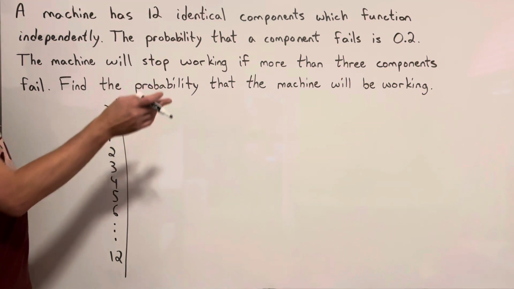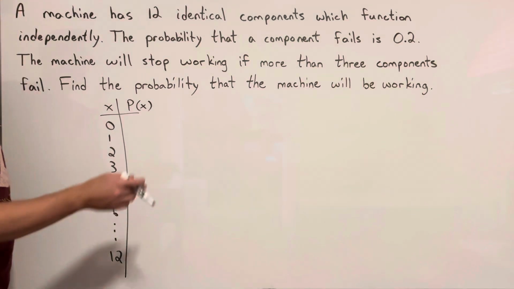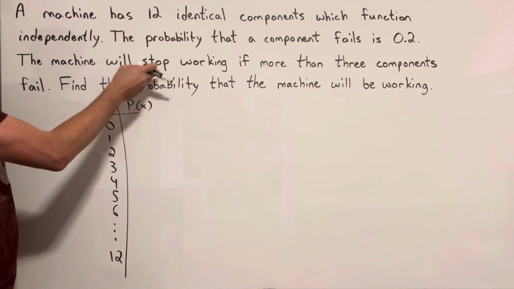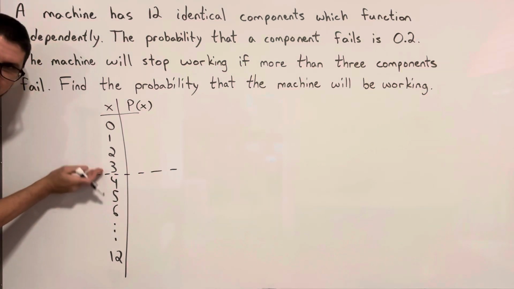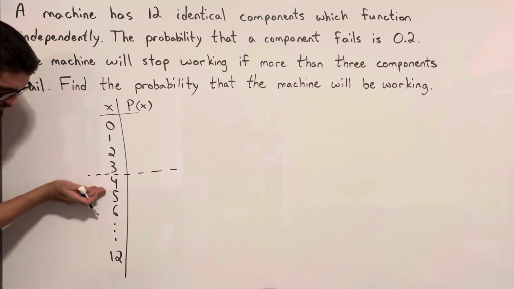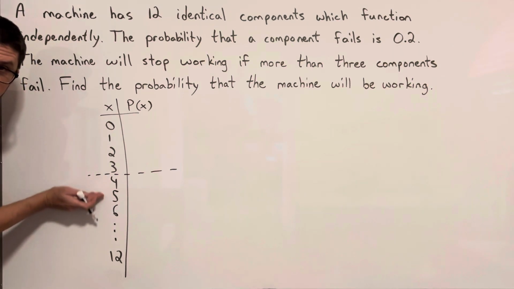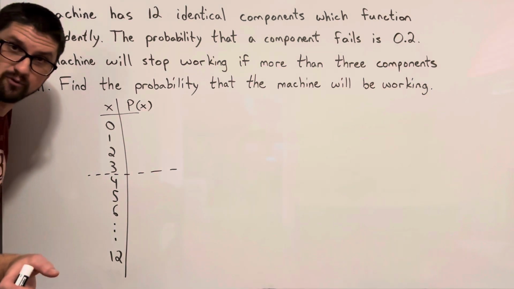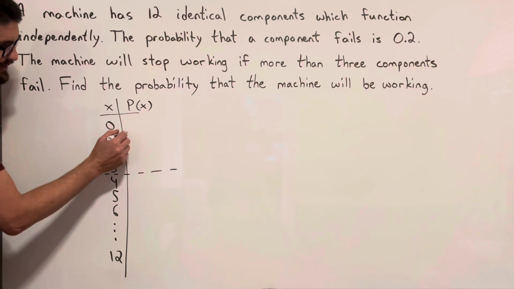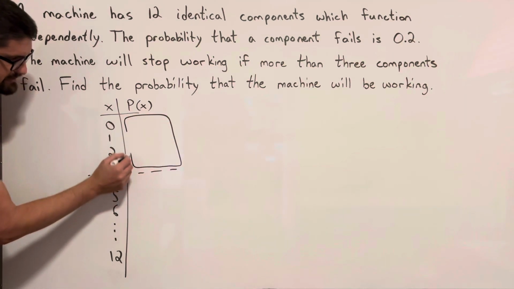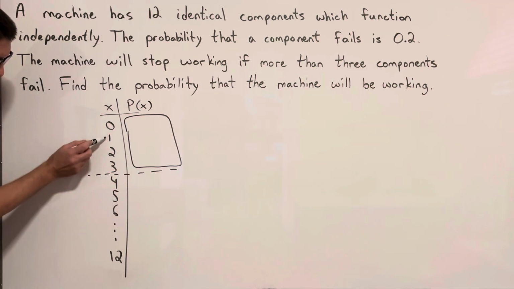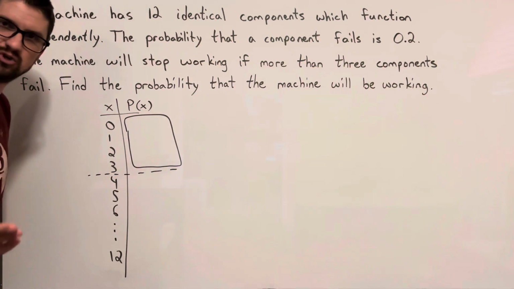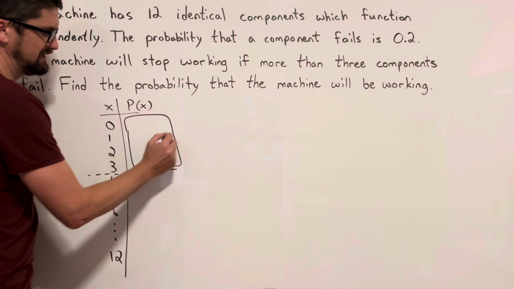Now it says, what's the probability that the machine will be working? It stops working if more than 3 components fail. So we have a cutoff line here between 3 and 4. More than 3, the machine stops working. We want the probability that the machine is working, so we want these 4 probabilities added together. 1, 2, 3, 4. And we can do that with the calculator.